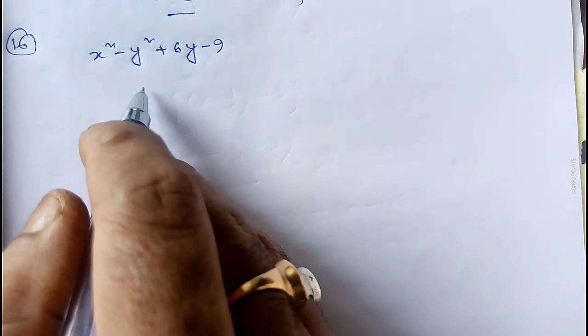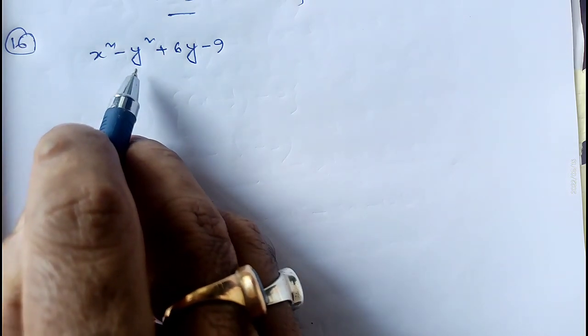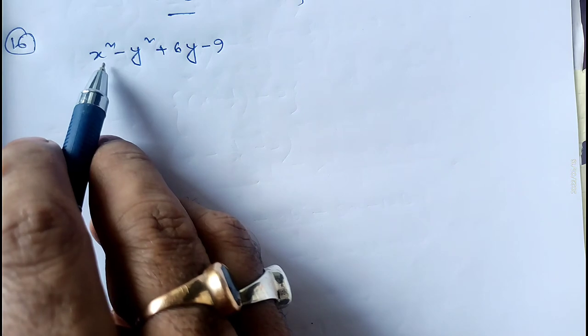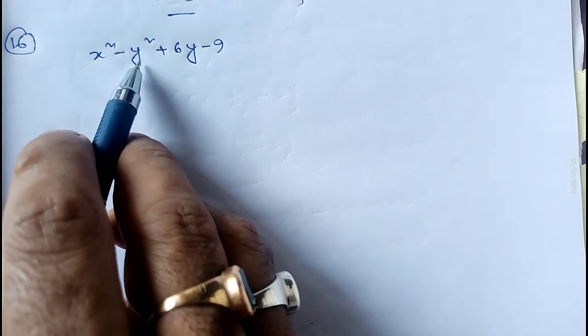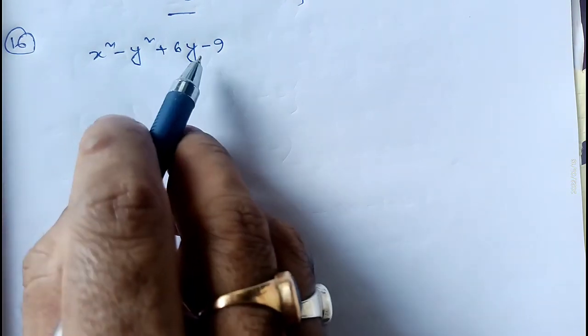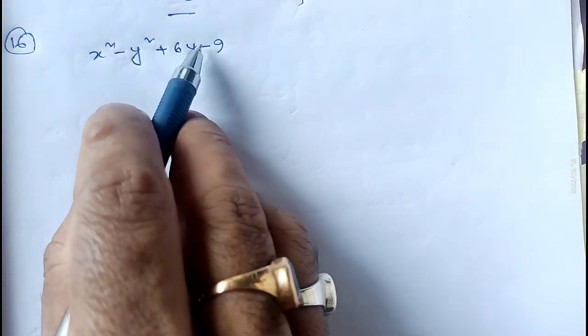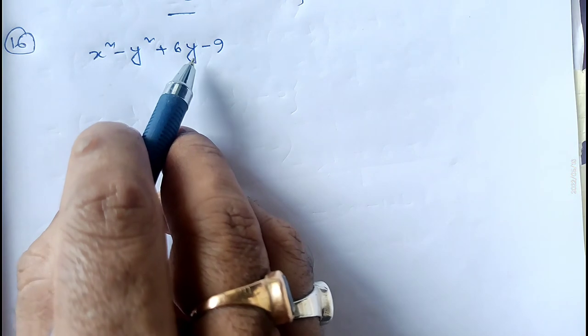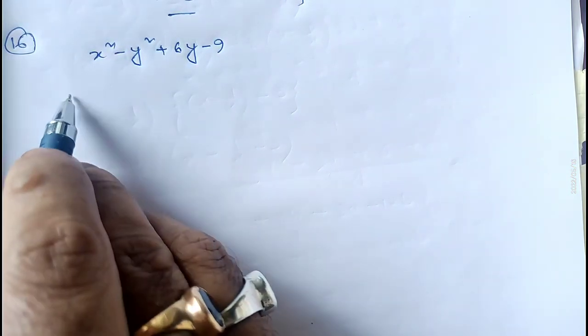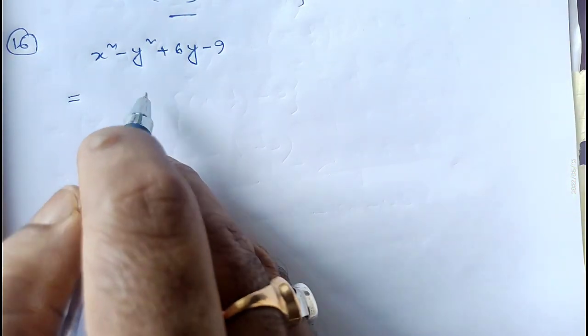In question number 16, it is x square minus y square plus 6y minus 9. Now here it seems that we can use this formula a square minus b square, but if I take these 2, that is x plus y into x minus y, from this part we are not going to get x plus y or x minus y. That means direct application of a square minus b square is not going to help us. So this sum we have to do in a different way.